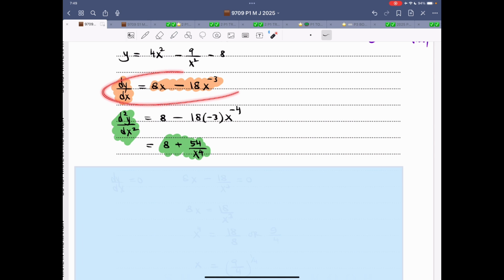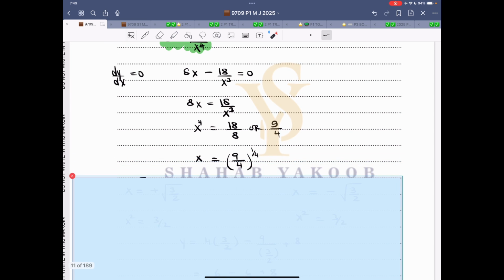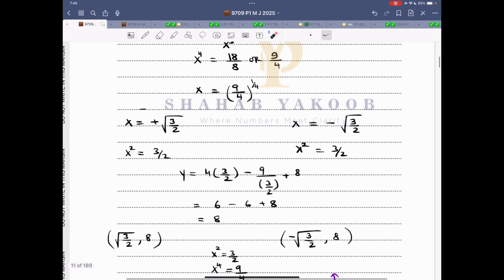So now we will take this orange and equate it to 0. So now dy by dx equals 0, and then we are getting this thing: x to the power of 4 equals 9 over 4, so x equals (9 over 4) raised to the power of 1/4. That means you have to take the square root twice. So when you take the square root once, that's 3 over 2. It is the square root of 3 over 2, once with a positive sign, once with a negative sign. So therefore, x is this, and then x is the negative version of this. And also remember that x squared is equal to this.